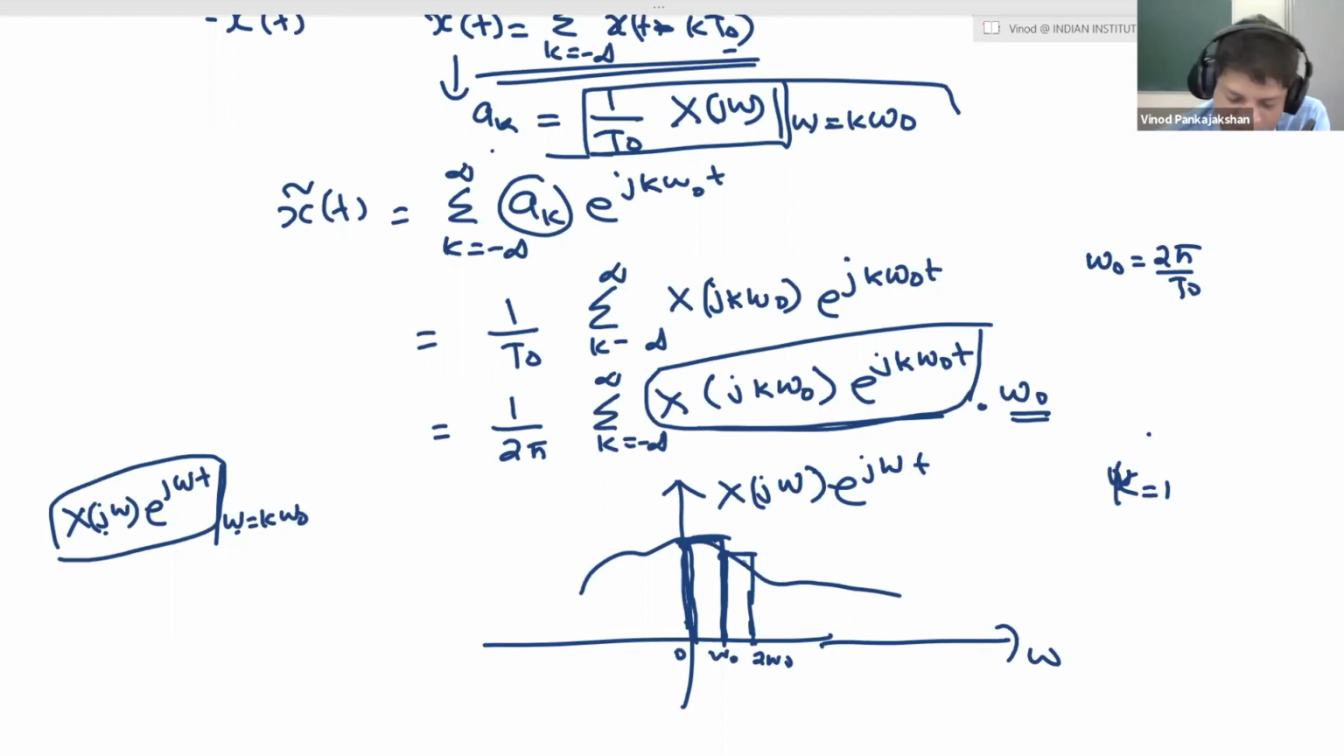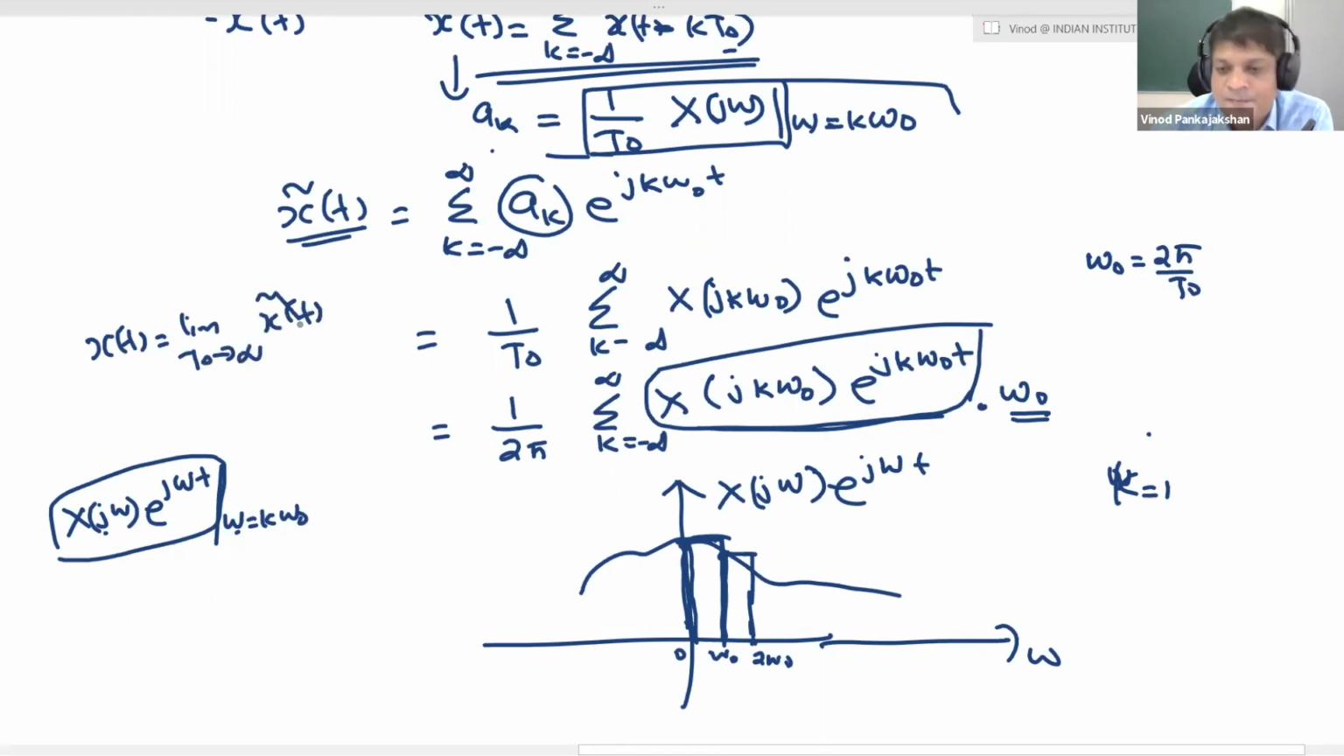Now tell me what will happen in the limiting case. What is the relation between x(t) and x tilde t? x(t) is limit T naught tends to infinity x tilde t, isn't it? That is the relation between x(t) and x tilde t. What will happen to the summation then? This is omega naught. If we ask T naught tends to infinity, what will happen to this omega naught? Omega naught tends to 0. Then what will happen to the summation? We will take area under that graph.